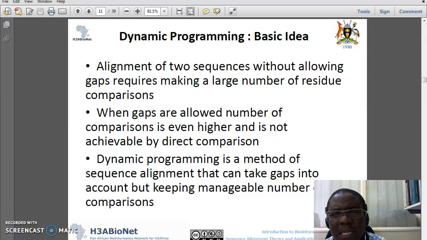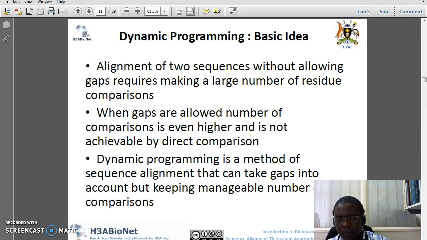So what is dynamic programming? Well, the basic idea, at least in the case of sequence alignment, is that the sequences to be aligned can be so long that comparing the residues pairwise, all at the same time, is not achievable. So therefore, you need a way of rescuing this situation. Also remember that when you include gaps to improve your alignment, the number of comparisons is made even higher. So this is where dynamic programming comes in.